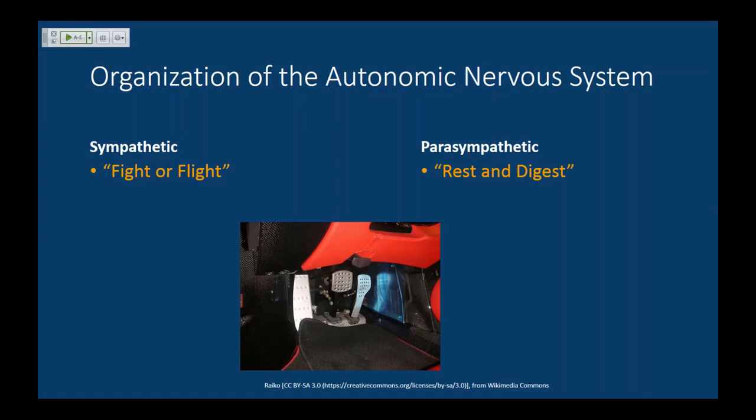If you want to speed up, increase your velocity, you can either press down on the gas or take your foot off of the brake. In the same way, if you want to slow down, you can press down on the brake or take your foot off the gas. And I want you to think about sympathetic versus parasympathetic like this, because most organs are dual innervated and the different systems usually have opposite functions.